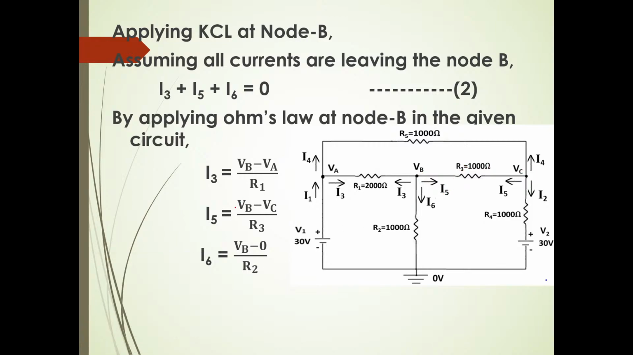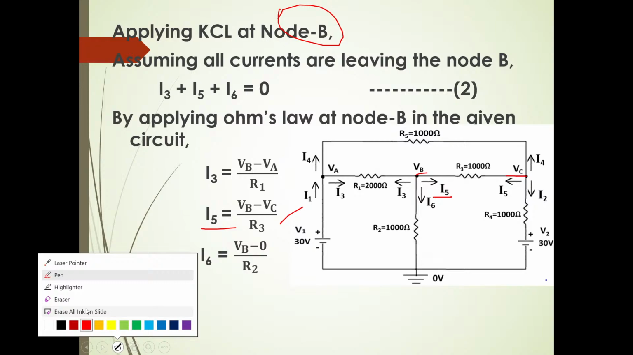Sorry, we are determining I5 current, isn't it? So I5 is equal to VB minus VC by R3. We have considered node B, so I5 current travels from VB to VC. One terminal of R3 is VB, another terminal is VC. So the potential difference across R3 is VB minus VC divided by R3 value. So I5 is VB minus VC divided by R3. Similarly, now let us see what is I6 current.